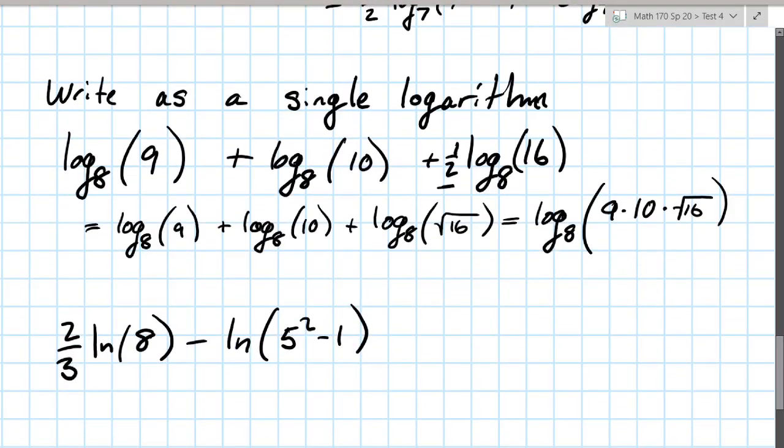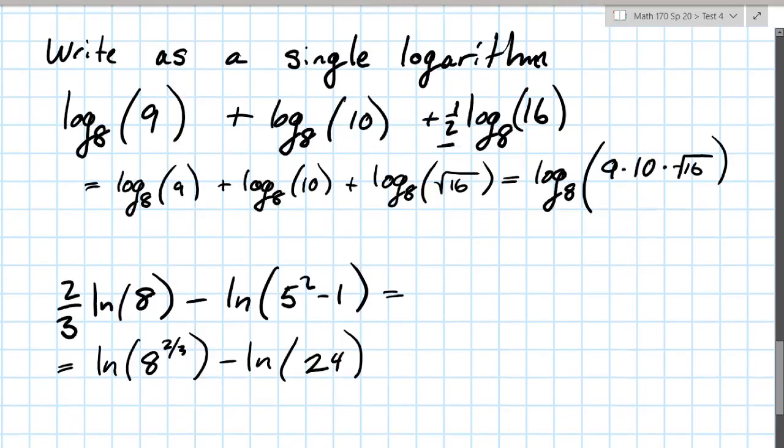Next one, same type of question. Write as a single logarithm. So I want to deal with the power first. That is the coefficient first. So we have this is equal to the ln of 8 to the 2/3 power minus the ln of, I don't know, some numbers. I think I'll just call this 24 because it's fewer symbols to write. 5 squared is 25 minus 1 is 24.